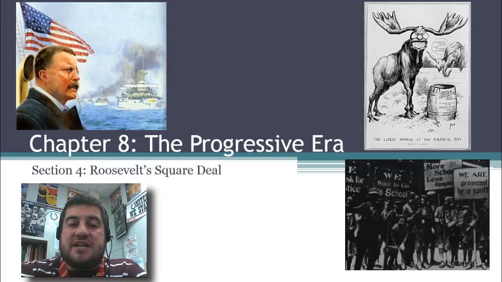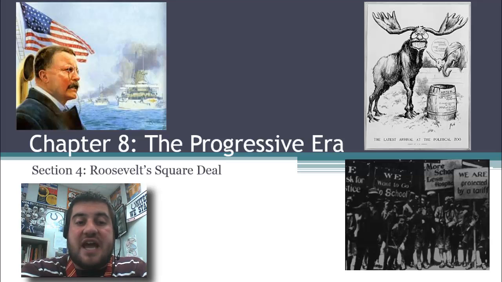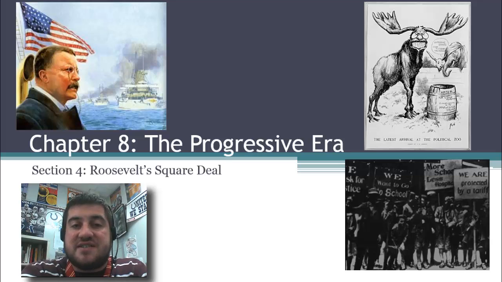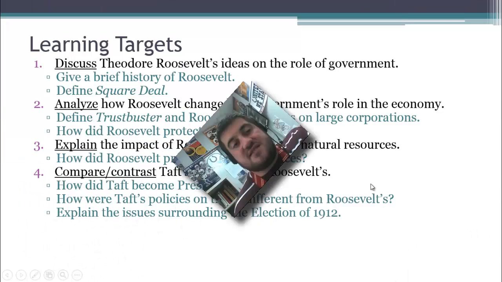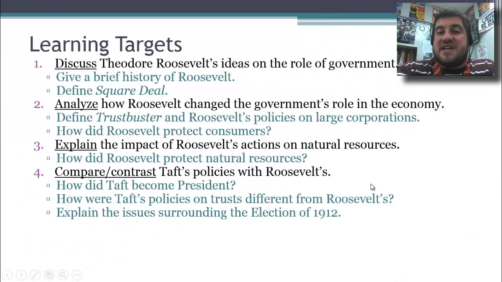And today we are getting into the main chunks of Chapter 8, Section 4, talking about Roosevelt and his Square Deal. Let's take a look at our learning targets. We will discuss Roosevelt's ideas on the role of government and his Square Deal. We'll analyze how Roosevelt changed the government's role in the economy. We'll talk about how Roosevelt decided to protect and preserve natural resources, and we will compare his predecessor's policies with Roosevelt's and discuss their showdown, if you will, in the election of 1912.